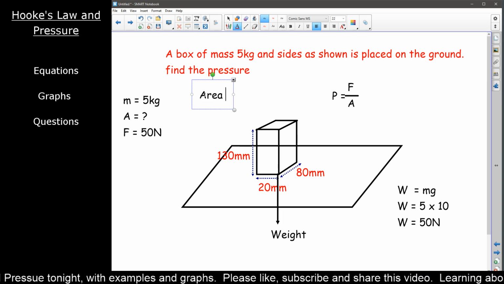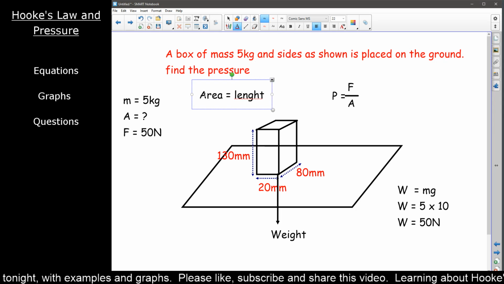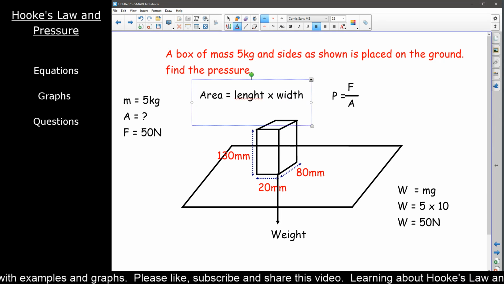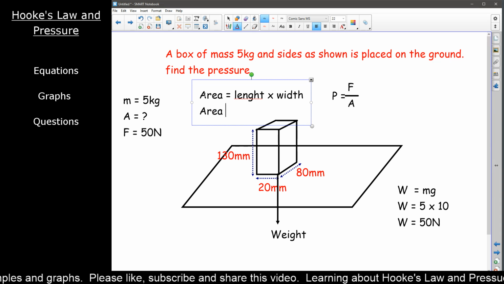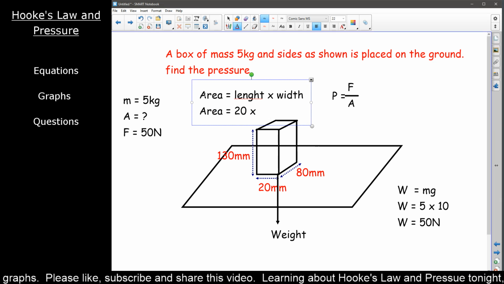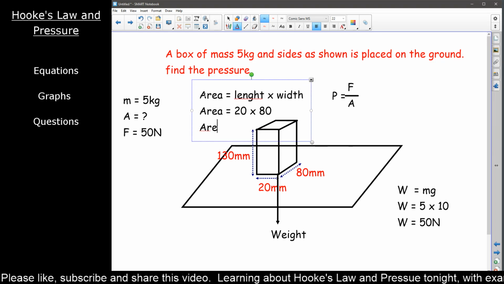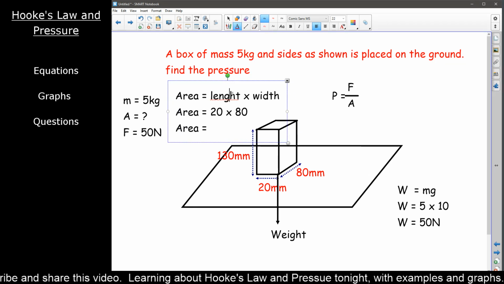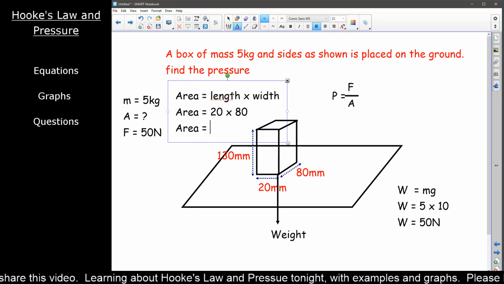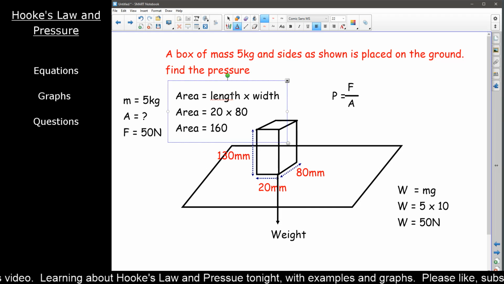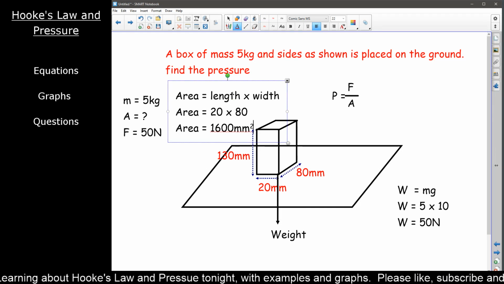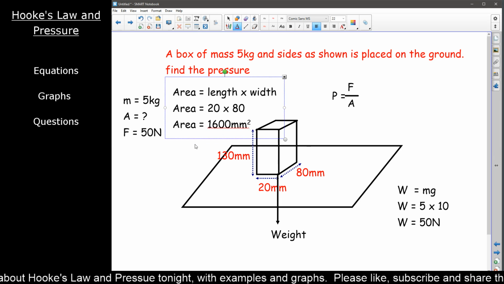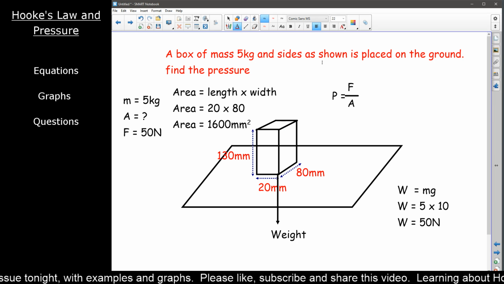So area equals length times width. So the area is equal to 20 multiplied by 80, giving us an area equal to, I need to move this little box out of the way. Oh, we do spell length correctly as well. Okay, so the area is equal to 20 times 80, so that's 1600 millimeters squared. And I have no desire to change this into meters squared or anything like that. I'm just going to leave it exactly where it is. It's going to become an awkward calculation later on where I need to grab a calculator, but that's alright.